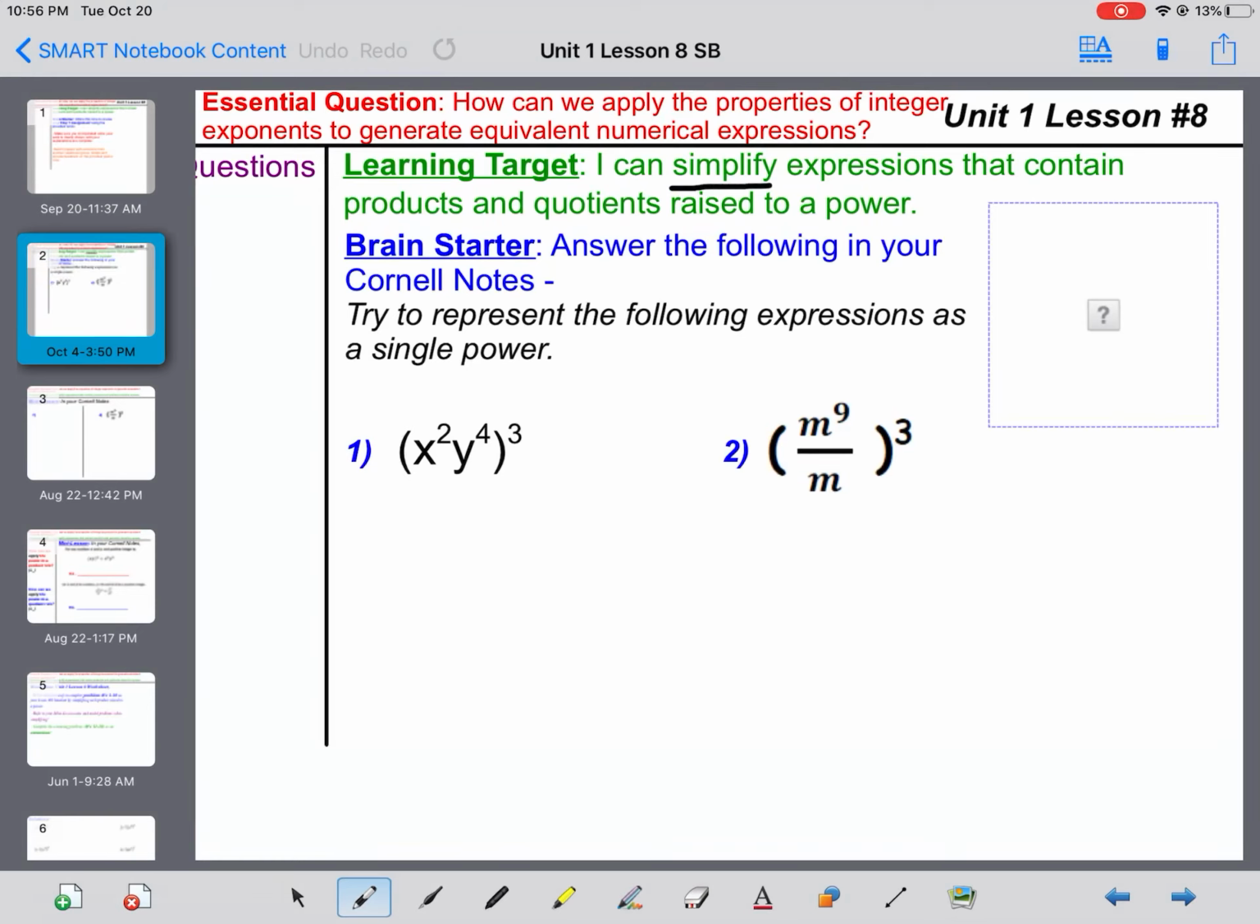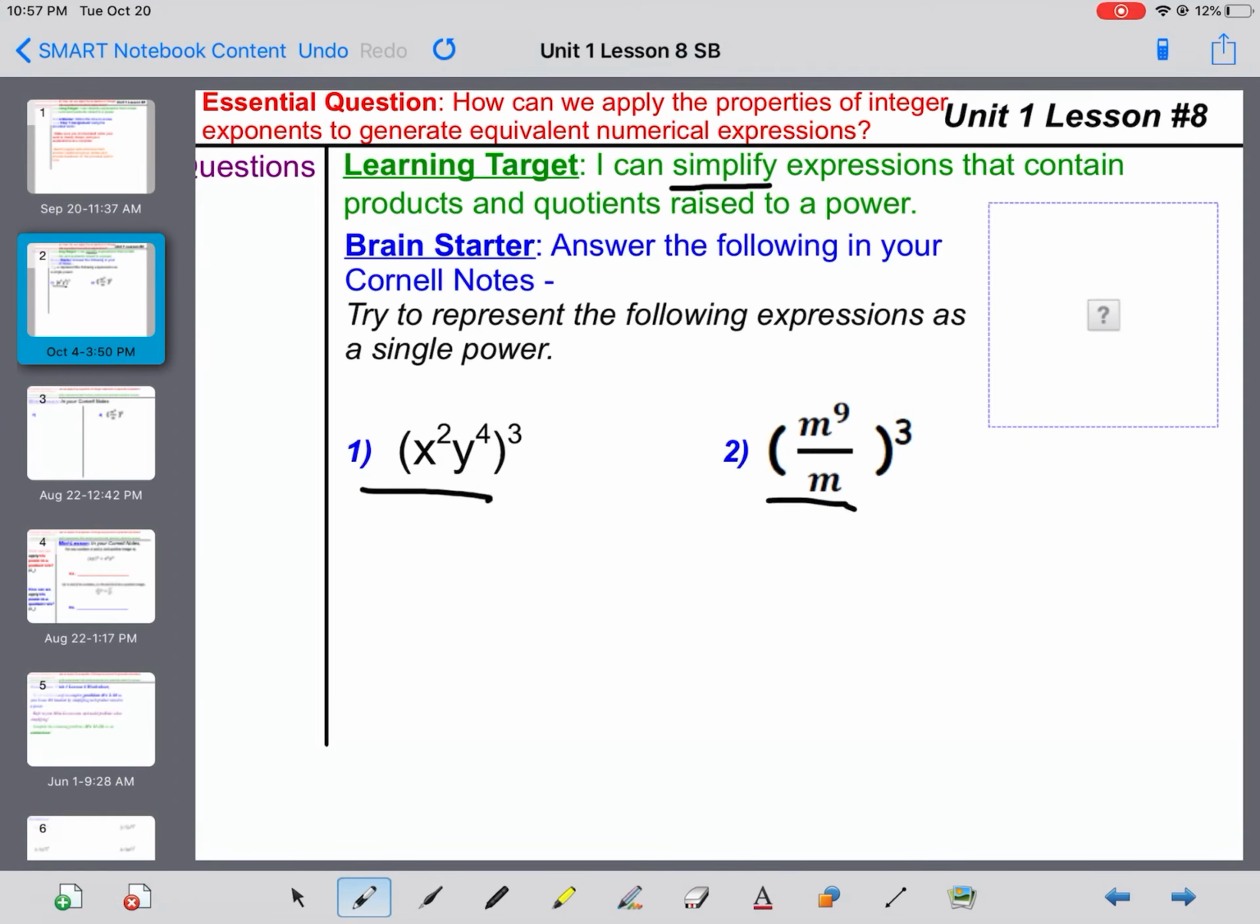All we're going to be doing is simplifying some more expressions. These kinds of expressions are going to be a bit more in depth, like next level expressions, and we're going to see how to take care of them when we see them.